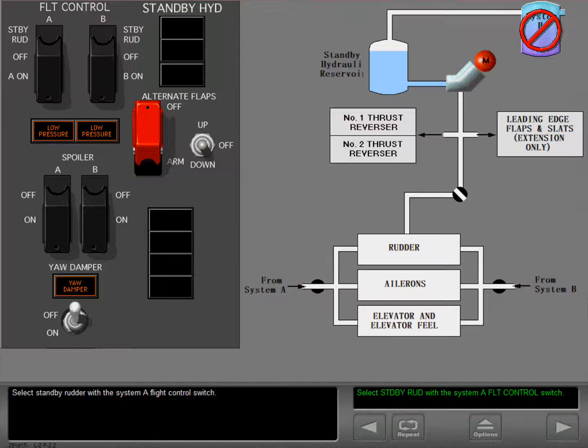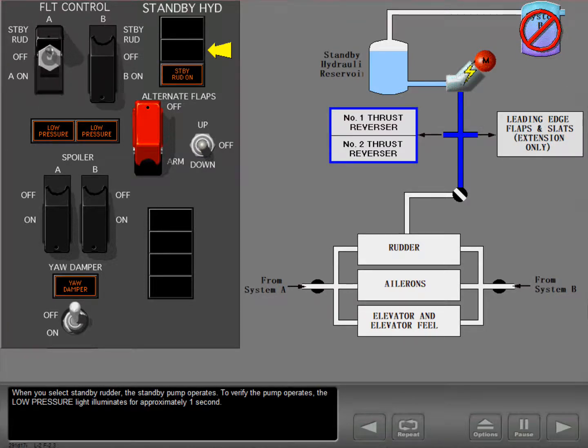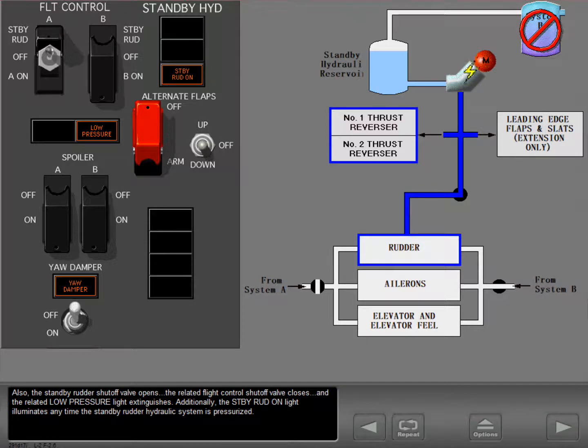Select Standby Rudder with the System A flight control switch. When you select Standby Rudder, the standby pump operates. To verify the pump operates, the low pressure light illuminates for approximately 1 second. Also, the standby rudder shutoff valve opens, the related flight control shutoff valve closes, and the related low pressure light extinguishes. Additionally, the standby rudder on light illuminates anytime the standby rudder hydraulic system is pressurized.